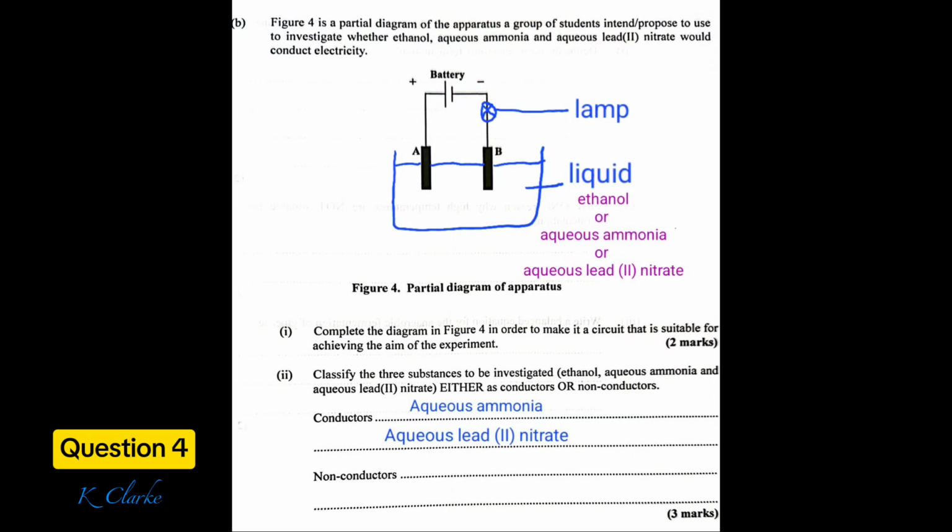Whereas the non-conductor is ethanol. Ethanol would be a non-conductor because it does not ionize when dissolved in water. Therefore, it cannot conduct electricity.